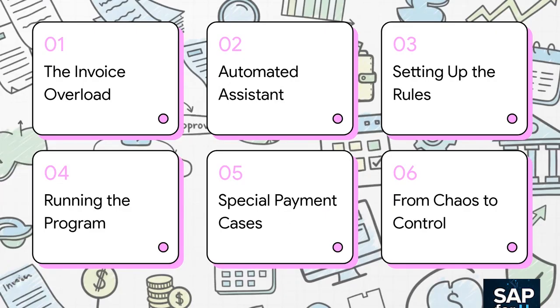Okay, so here's our game plan. First, we'll dig into the why, the whole invoice overload problem. Then, we'll meet our automated assistant, the APP itself. After that, we'll see how to set up the rules, teach it how to think. We'll watch it in action during a payment run, tackle some of those tricky special cases, and then wrap up by looking at the huge difference this all makes, going from total chaos to complete control.